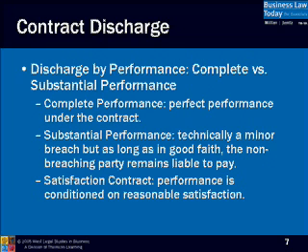When we talk about performance, the issue sometimes comes up, well, what is performance? Perfect performance would be what? Right?